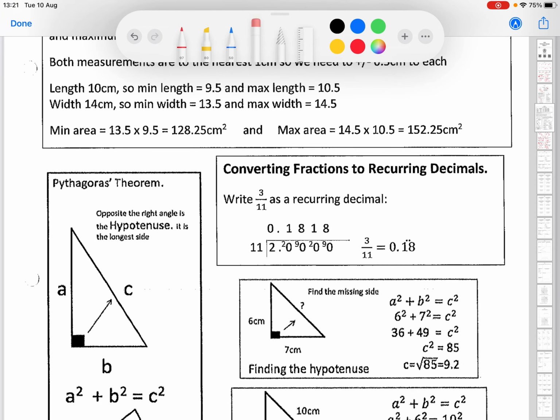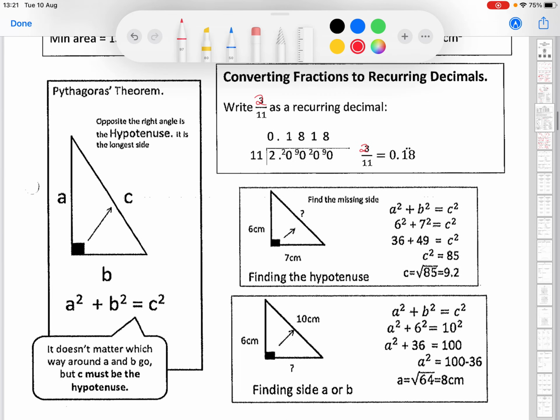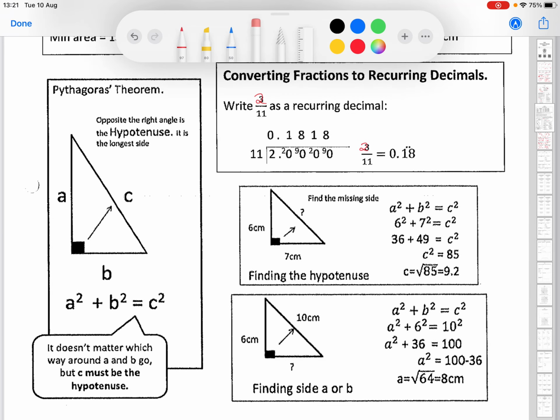You've then got a little bit of converting fractions to recurring decimals. This one is a little bit easier than going the opposite way, with recurring decimals going back into fractions. I think this is wrong here. They've got 3 over 11, but I think that's meant to be 2 over 11, because 2 over 11 is 0.18 recurring. You would just do how many times 11 goes into 2, basically, just divide them. Pretty straightforward.